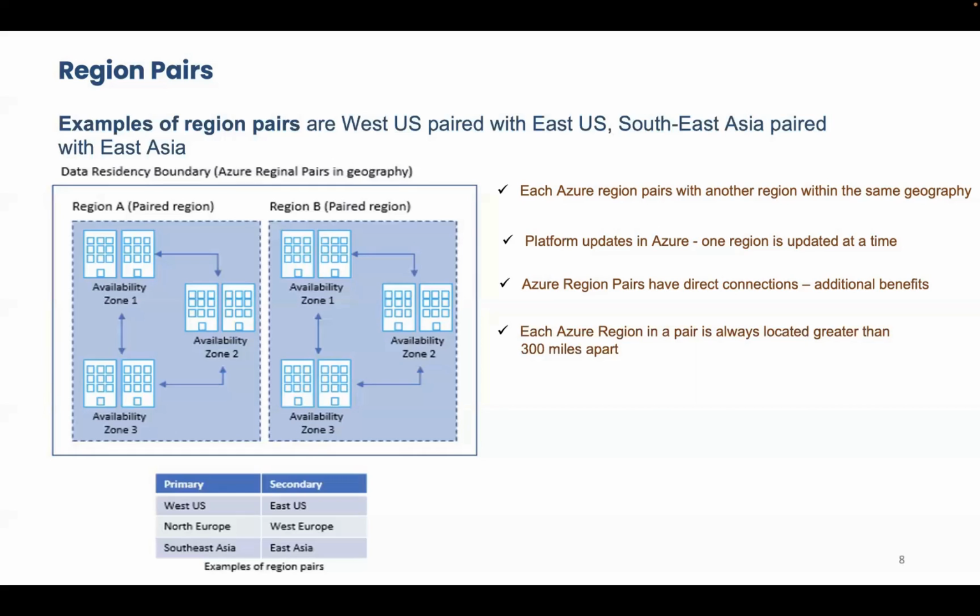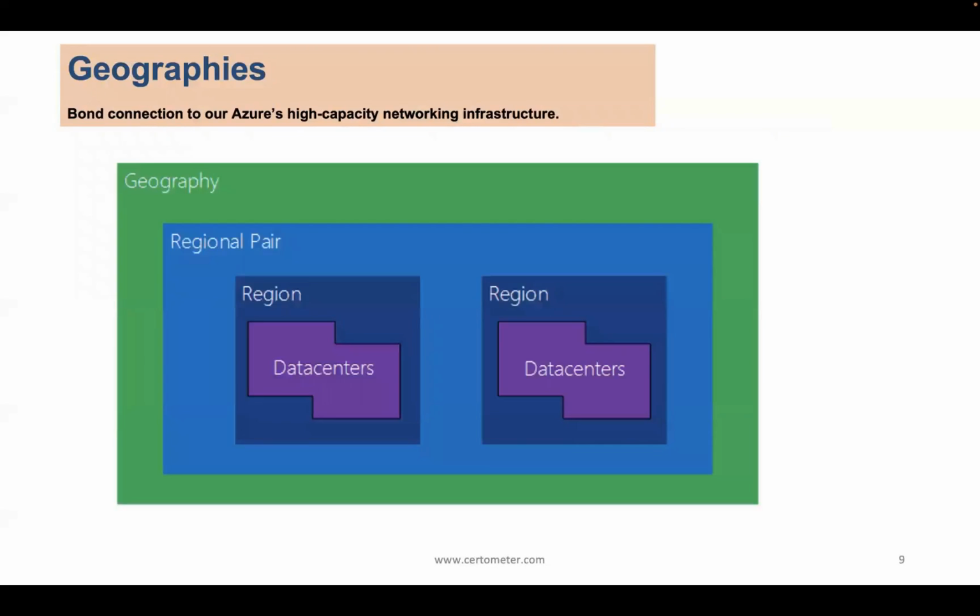Geography consists of more than one region, as I explained in my previous slides. Geography allows customers with specific data redundancy, residency, and compliance needs to keep their data and application close. So here is an architecture diagram of geography, which consists of regions and the regional pairs, and both make a geography.